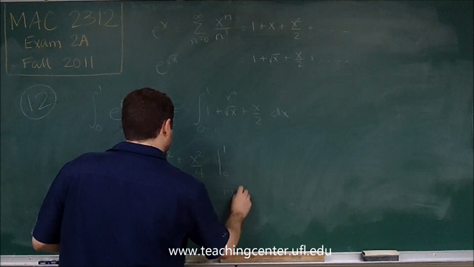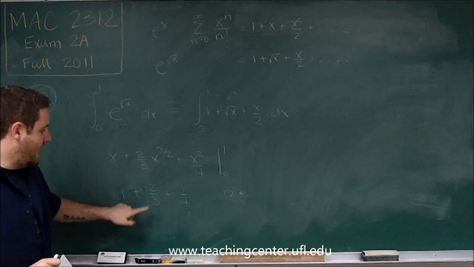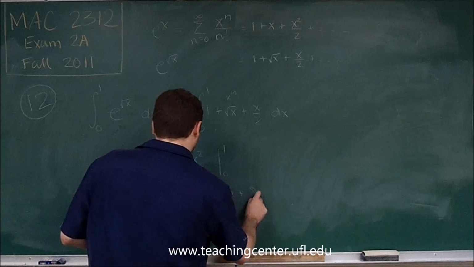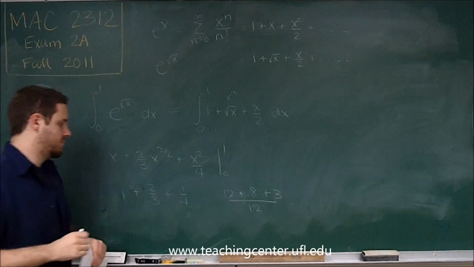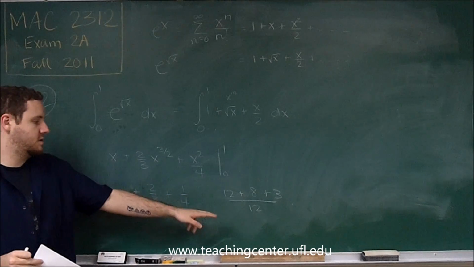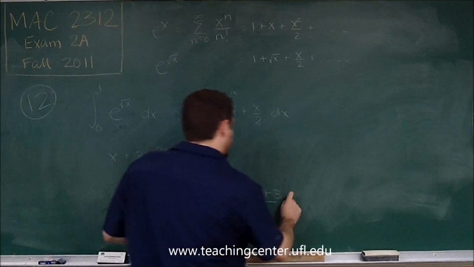So this numerator would become 8 because we need to multiply by 4, and the last one would become 3. I'd change all these numerators to what they would be divided by 12 and put them all over 12.